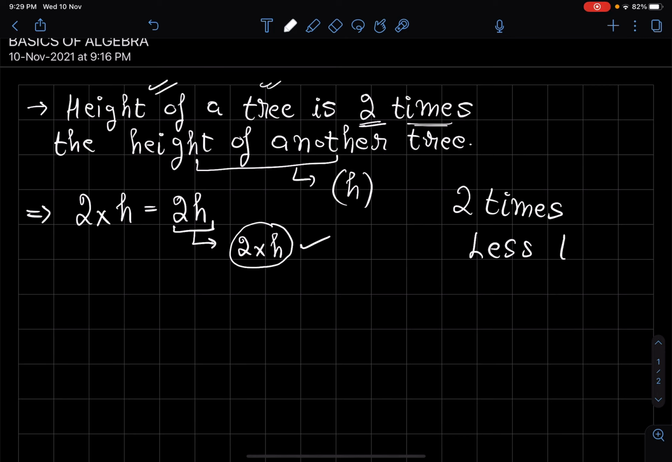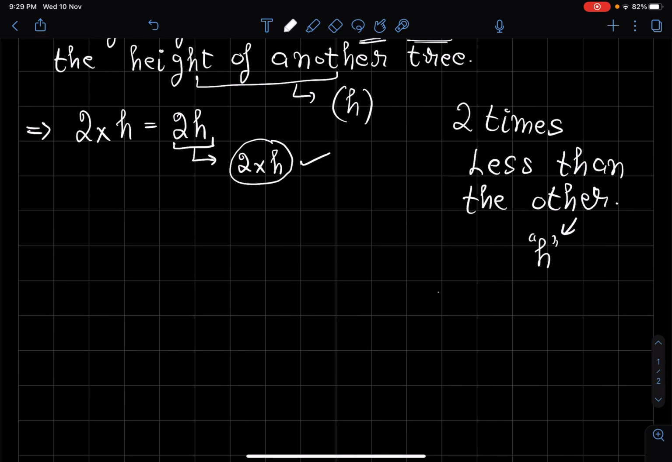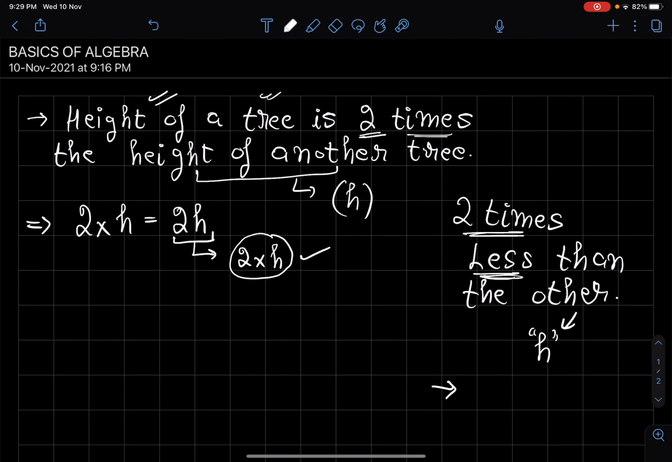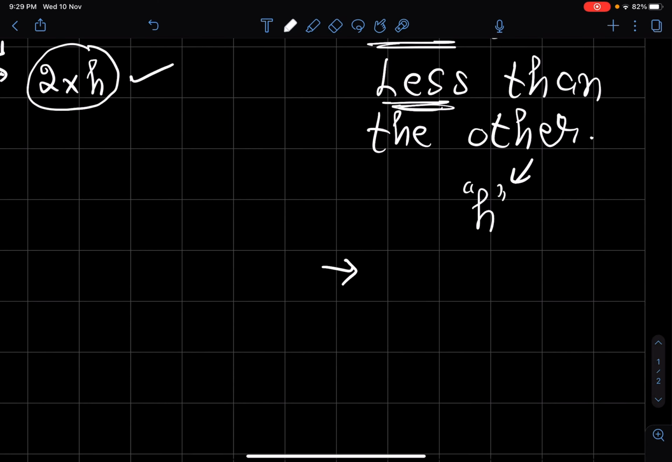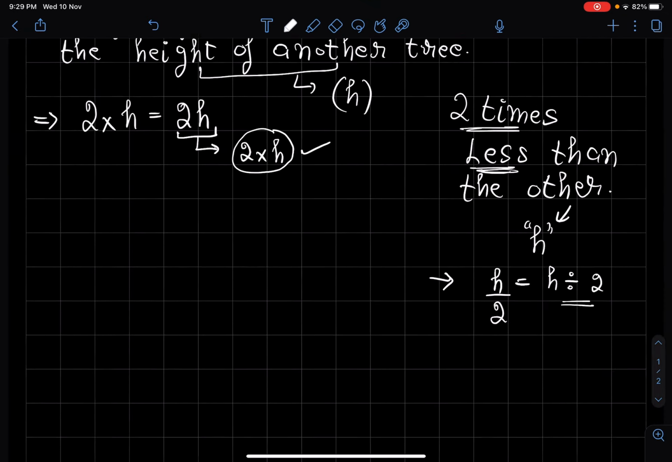Now, if it says the height of the tree is 2 times less than the other, the other's height is h, and the height of our tree is 2 times less. Earlier it was 2 times more, so I multiplied; now it's 2 times less, so we do h by 2, which means h divided by 2. You got me?